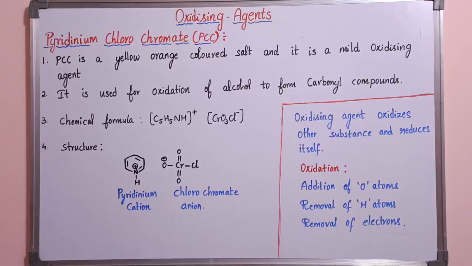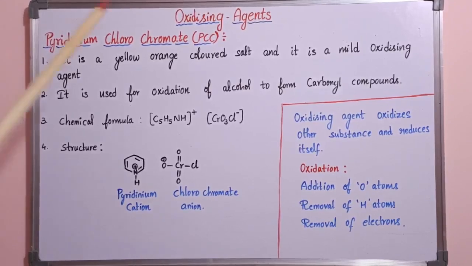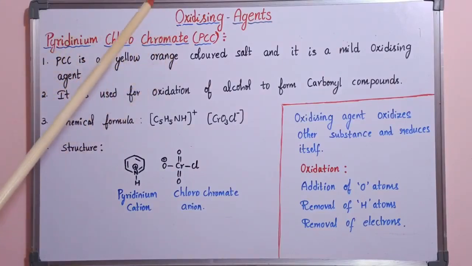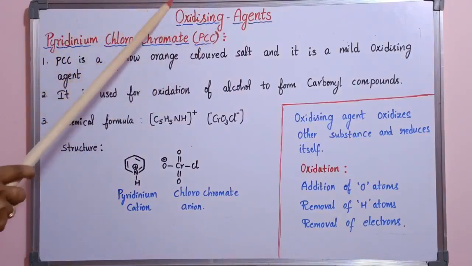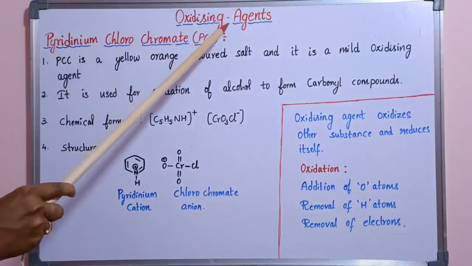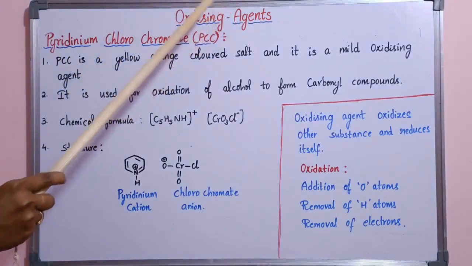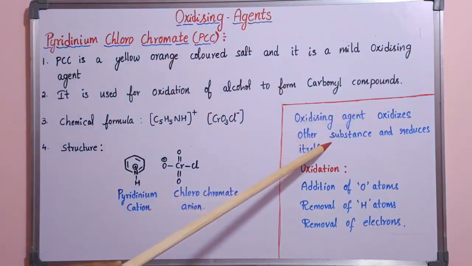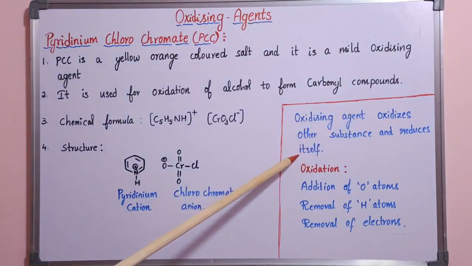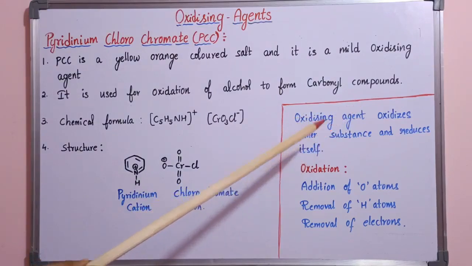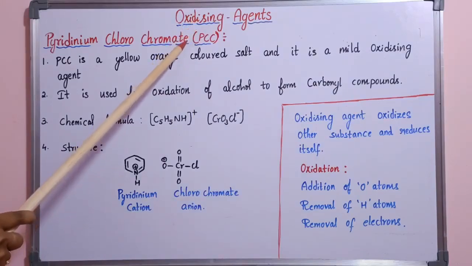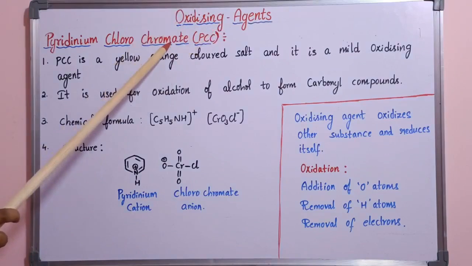Hello everyone. In today's video, I'm explaining a very important oxidizing agent, that is PCC, Pyridinium Chloro Chromate. By seeing the title, you may have a doubt: what is the meaning of oxidizing agent? An oxidizing agent is a substance which can oxidize other substances and reduces itself. So whatever substance we are using, it readily oxidizes others and reduces itself.